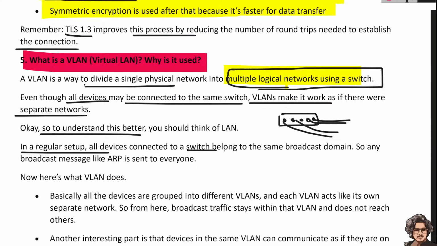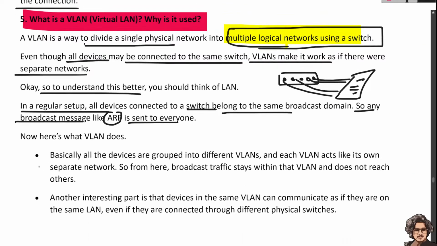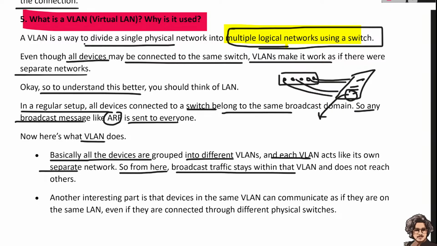All devices connected to the switch belong to the same broadcast domain, so any broadcast message like ARP, Address Resolution Protocol, is sent everywhere. Here is what VLAN does: devices are grouped into different VLANs, and each VLAN acts as its own separate network. The broadcast traffic stays within the VLAN and does not reach the others.